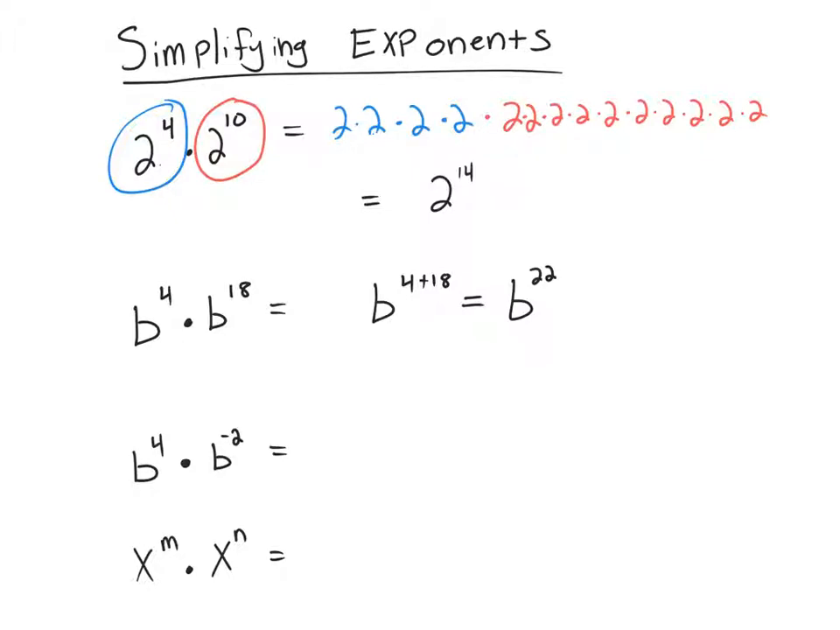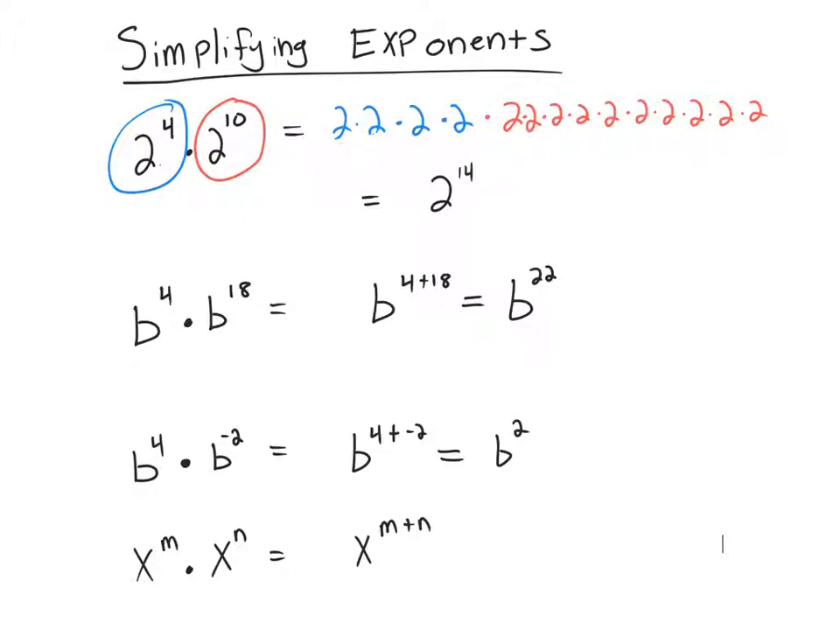And again, we can do that even with negative numbers, which is really nice. So b to the 4 plus negative 2, well, that's the same as subtraction, right? So 4 minus 2 is 2, so b squared. And it will even work with fractions. I don't have an example of that, but it will work with fractions. And last but not least, I'm doing the general example, so x to the m times x to the n, and that is x to the m plus n.